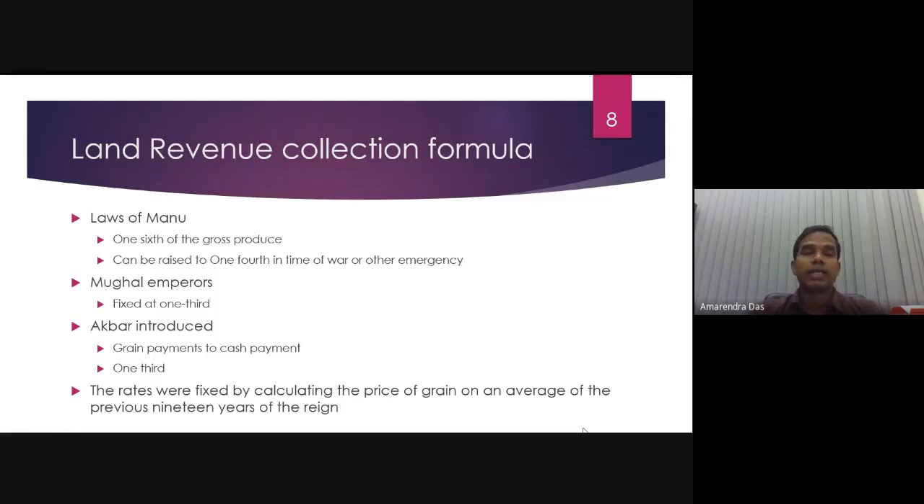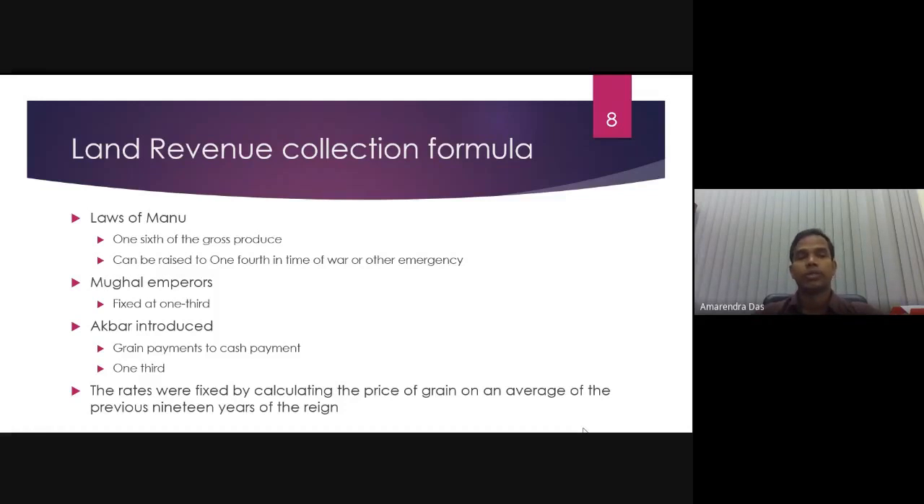And then during the Mughal emperors, this amount was increased further from 1/6 to 1/3 when the Mughal emperors came. So basically the amount increases. And then Akbar also introduced cash payment, and it was again 1/3. So the royalty was quite high, 1/3 you have to contribute as revenue to the king. And the rates were fixed by calculating the price. Akbar basically introduced cash payment instead of paying in kind.